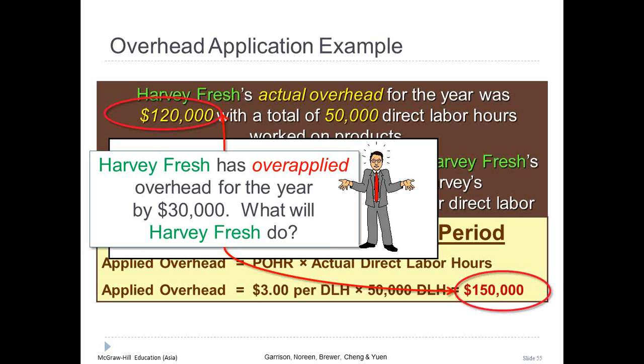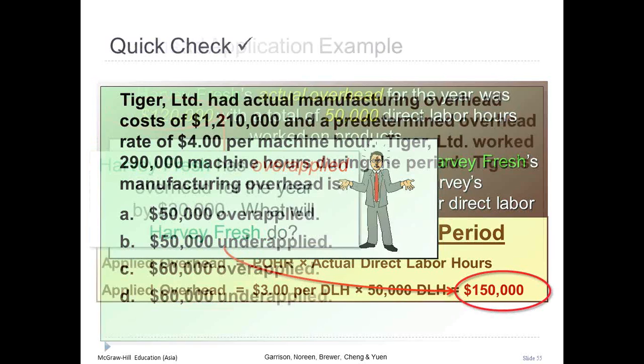Harvey Fresh incurred actual overhead of $120,000 and then applied $150,000. So the company overapplied $30,000 of overhead for the year. So how do we dispose of this overapplied overhead?